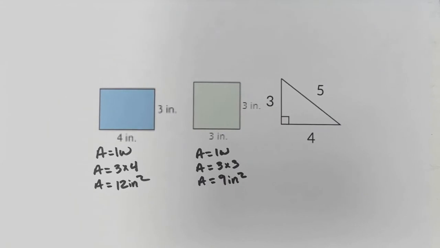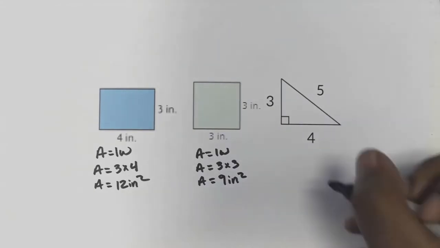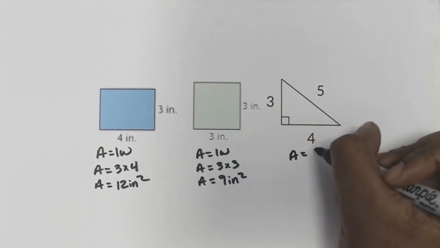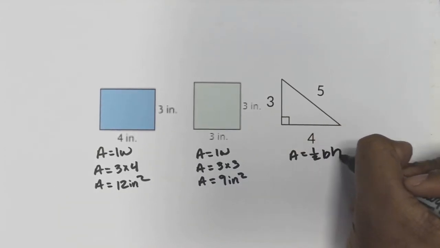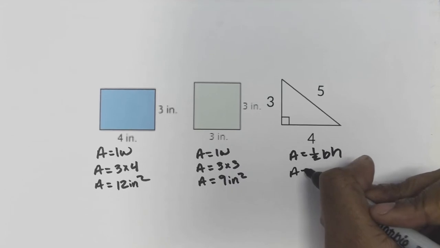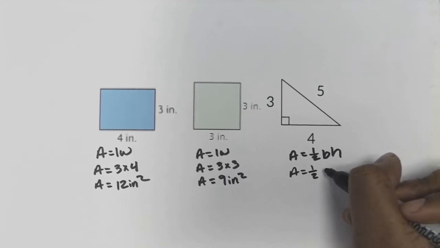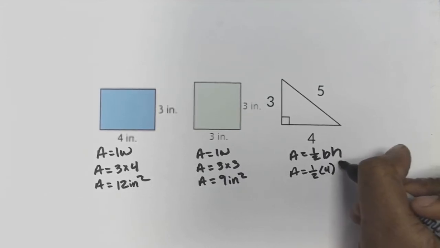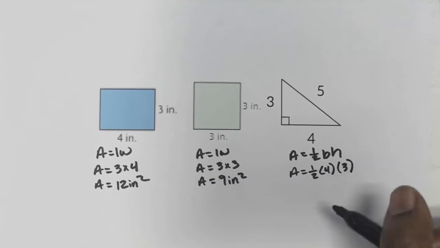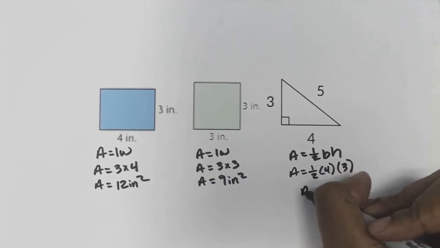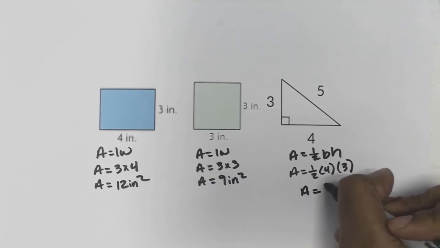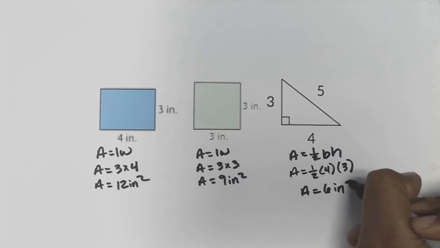And then I have my triangle. This is going to give me A equals 1/2 base times height. What's my base? 4. Good. My height is 3. So now when I multiply that, that's going to give me an area of 6 inches squared.